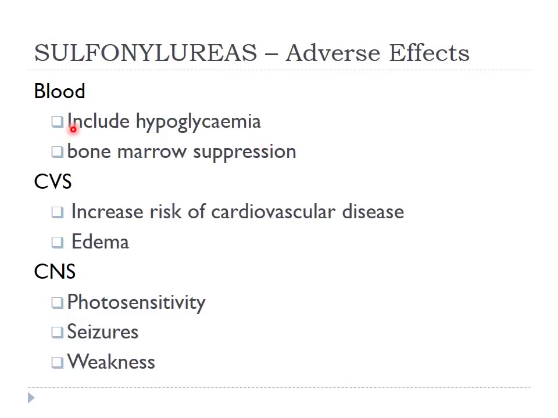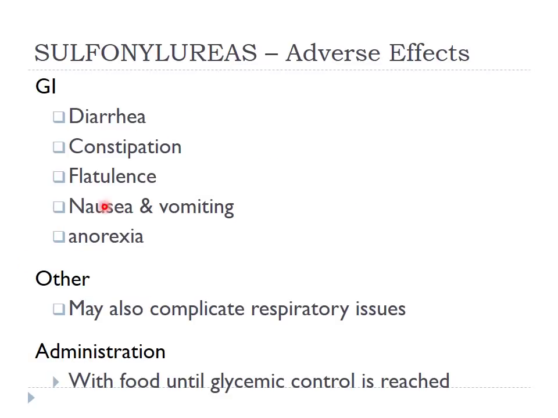Adverse effects, things that we can sort of deal with, include hypoglycemia. It can cause some bone marrow suppression. It can increase the risk of cardiovascular disease. It can cause edema, some photosensitivity, some seizures and weakness in the central nervous system. And notice I have split these up in systemic categories. Also, GI can cause some diarrhea, constipation, flatulence, and some nausea and vomiting, and it can cause some anorexia.